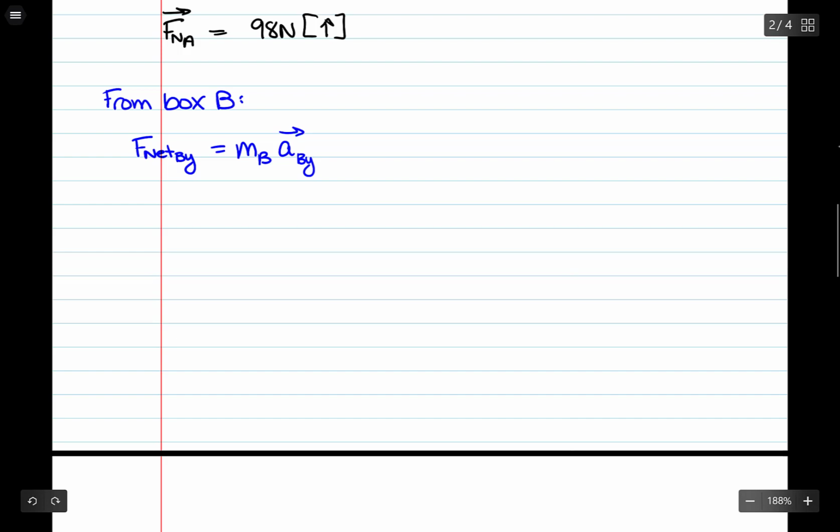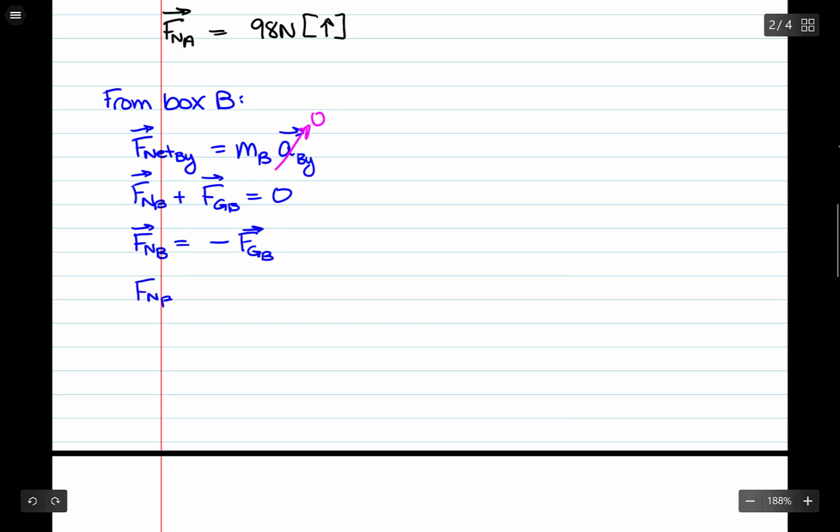And once again, because the box is not moving vertically at all, it can't be accelerating vertically. And so that means our acceleration is 0. So we determine that the net force on box B, and this should have a vector on it, is that the normal force on box B plus the gravity force on box B has to come out to 0. So that means the normal force on box B has to be equal to the negative of that vector for gravity acting on box B.